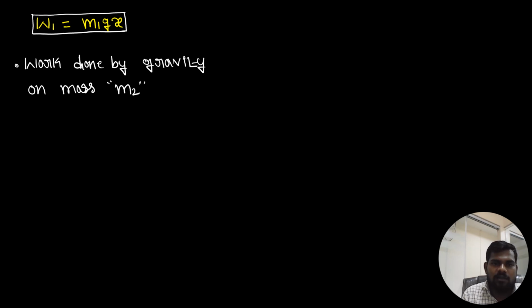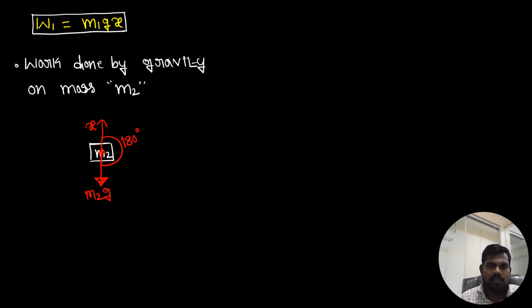So I am taking one small diagram for this one. This is the mass m2. For this one, gravity is acting downward, so this is m2g. And in this case the body is moving upward, so the displacement is upward. Now the angle between these two is 180 degrees.